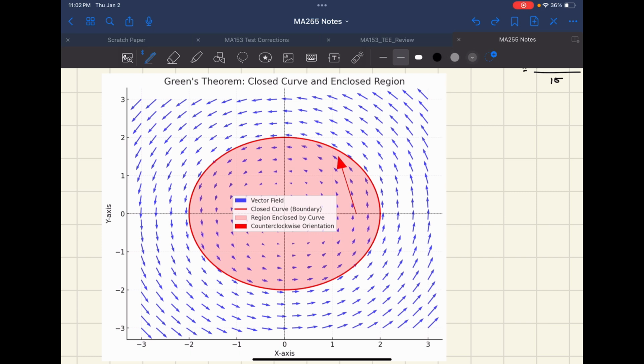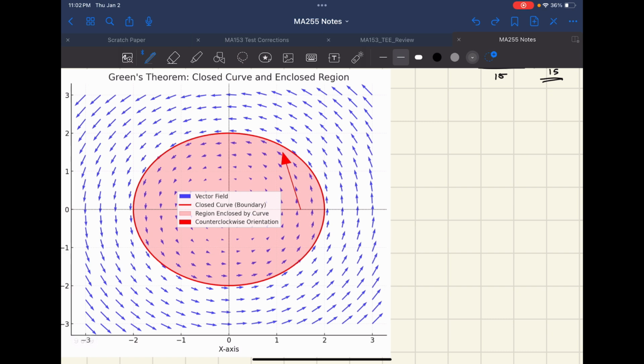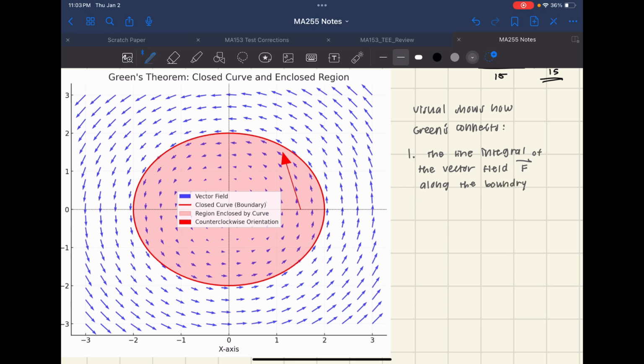To summarize, the visual shows how Green's theorem connects, one, the line integral of the vector field F along the boundary C, along the curve, and two, the double integral of the curl over the region D.